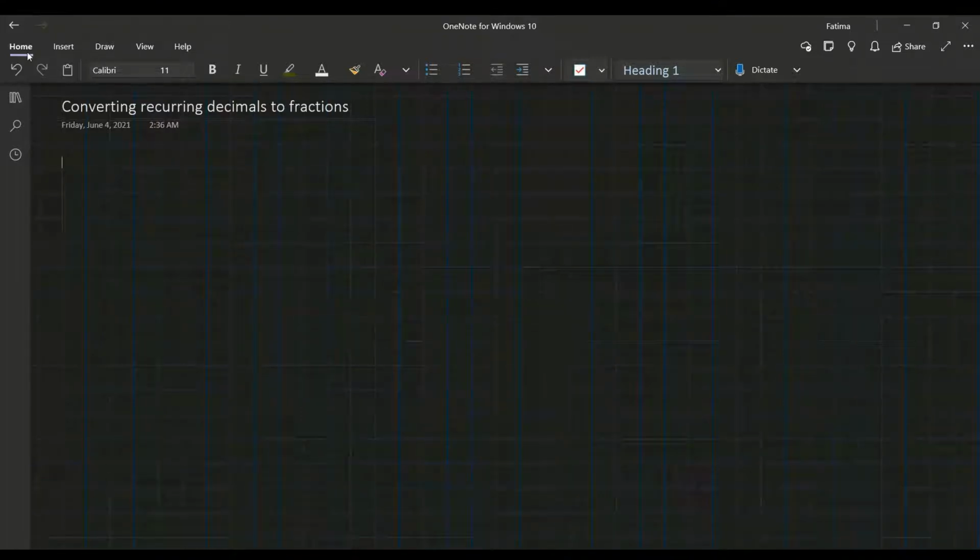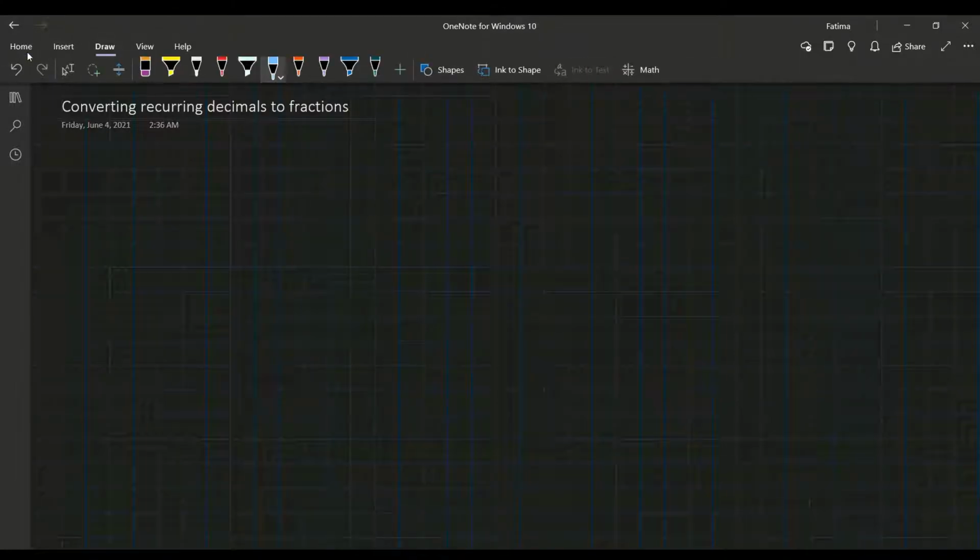Today I'll be covering converting recurring decimals to fractions from the numbers chapter of IGCSE Mathematics. So first I'll cover a few examples and state some basic rules, and then follow up with other practice questions. Before we start off, it's best to understand how exactly the places of decimals work.